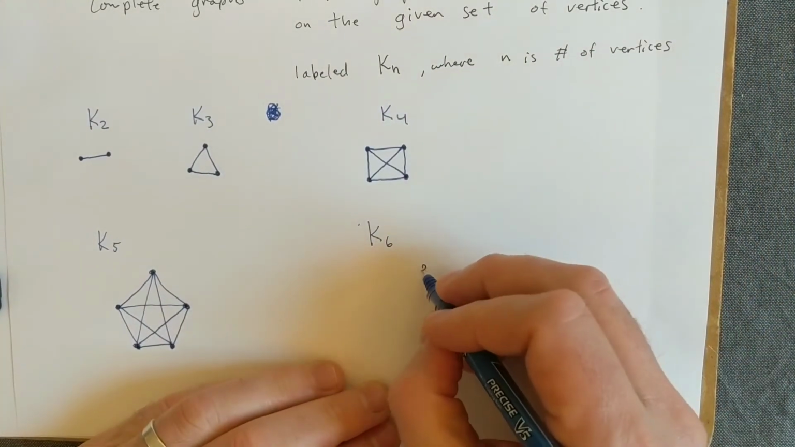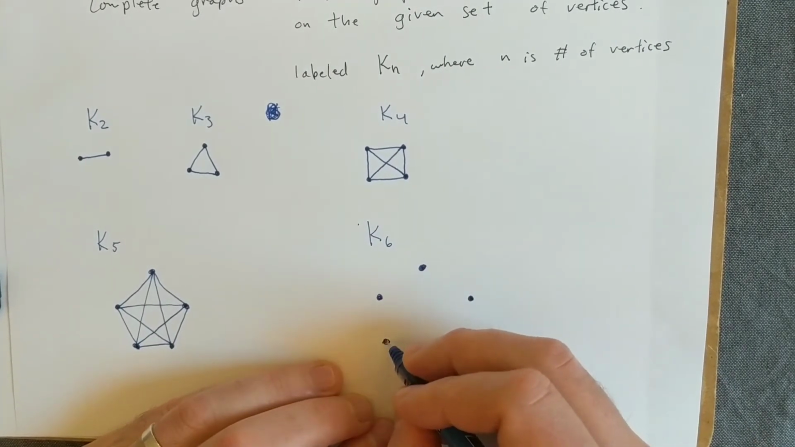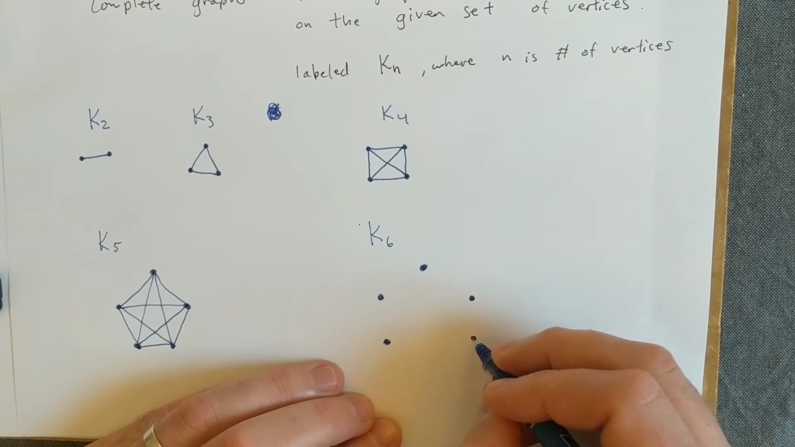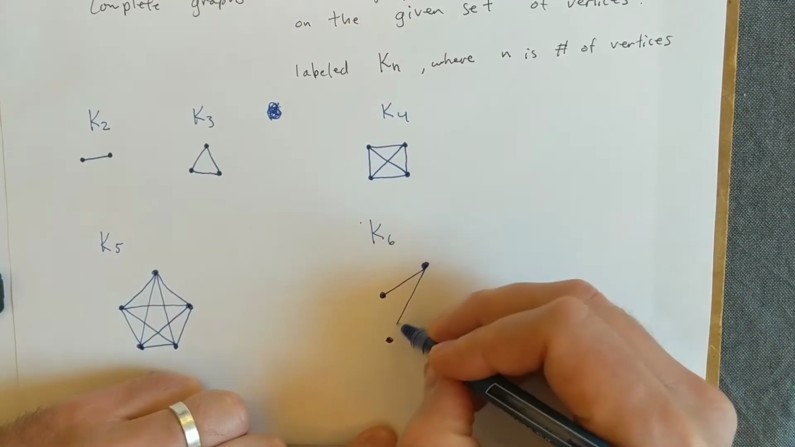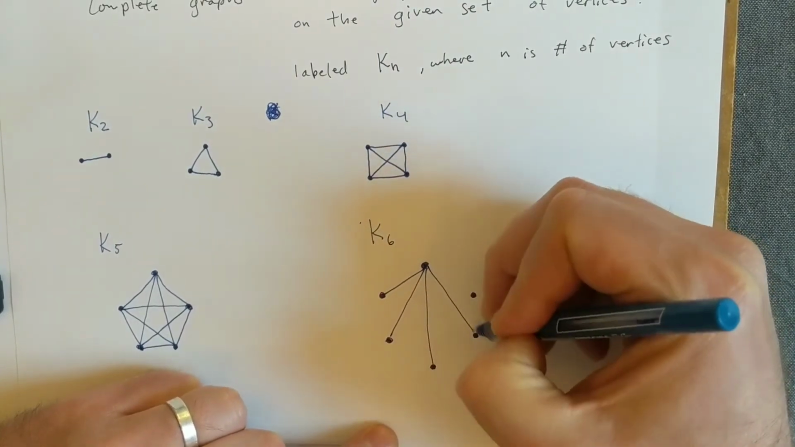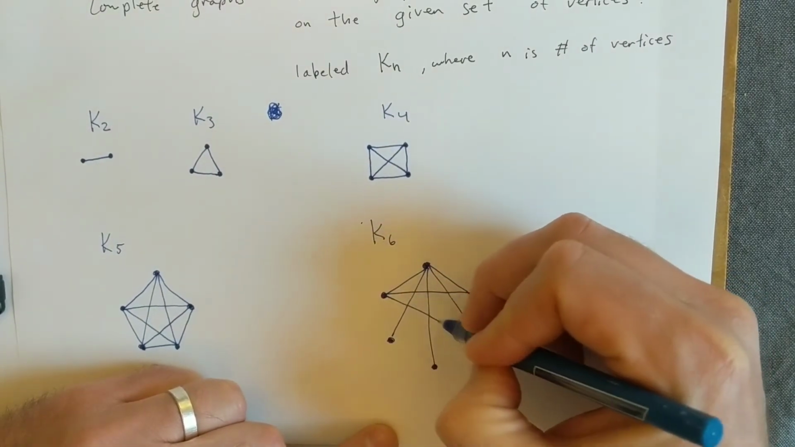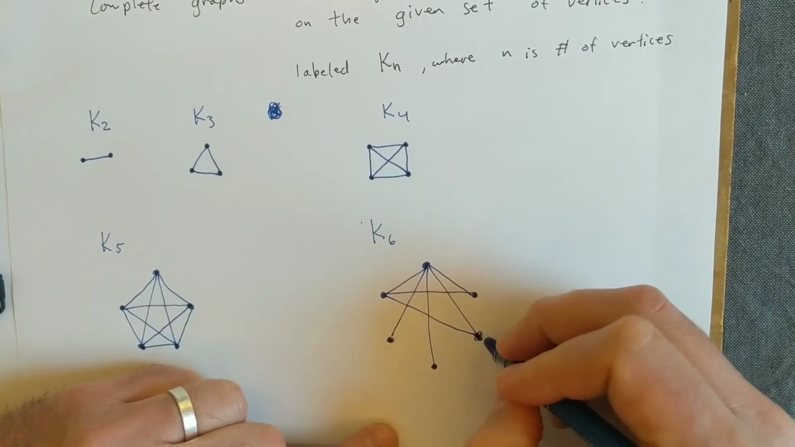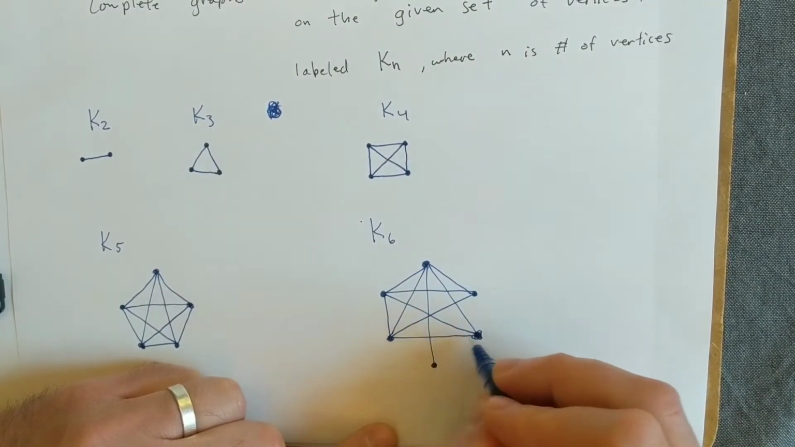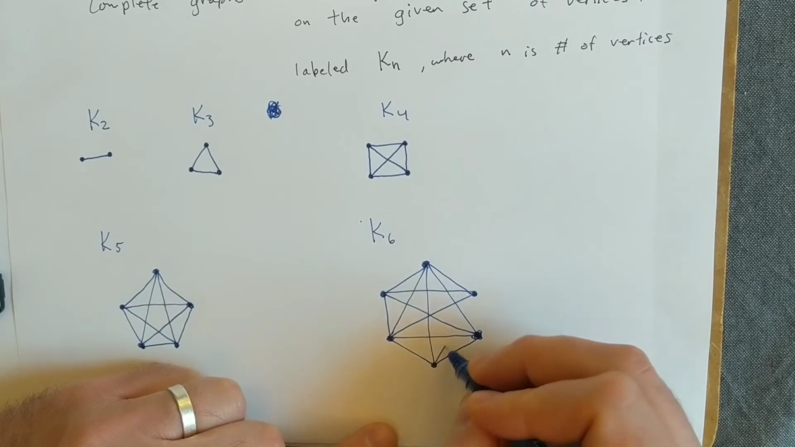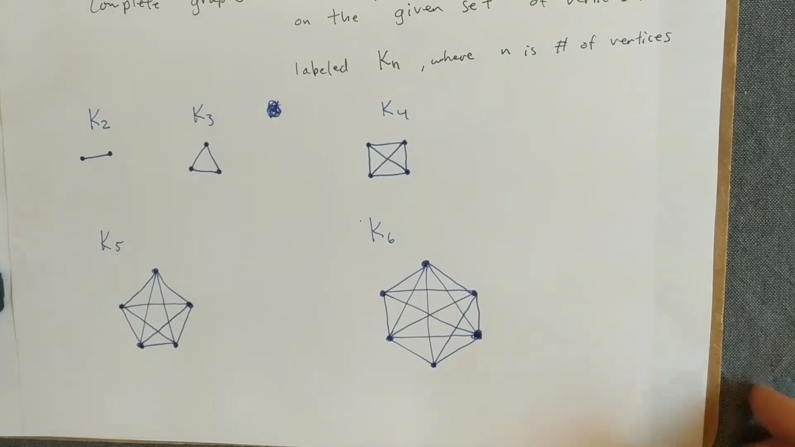And then K6, we'll do one more. K6, connect each vertex to all the other ones. And we'll stop here because they just get more and more complicated. But I'm sure you can get on the internet, and there's plenty of pictures of all these. That messed that vertex up, but that's what it looks like essentially.